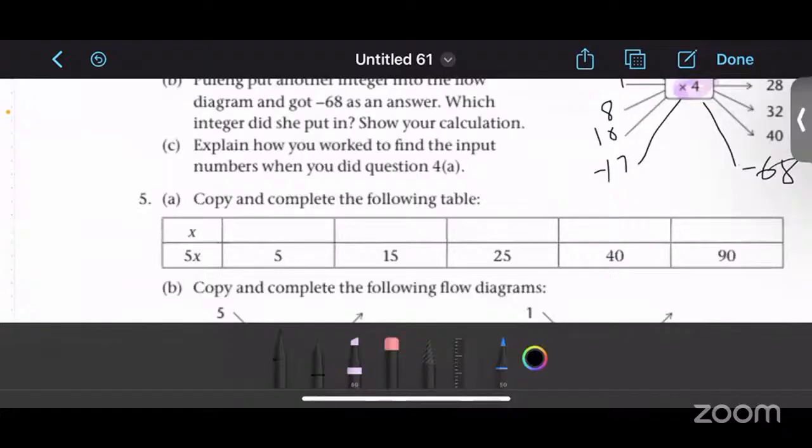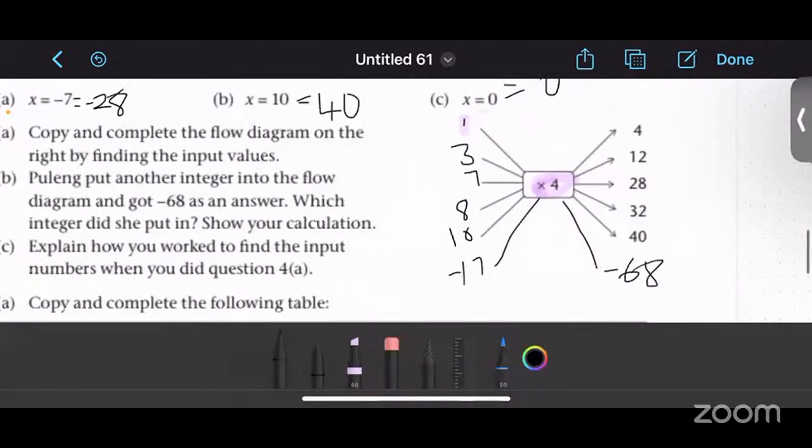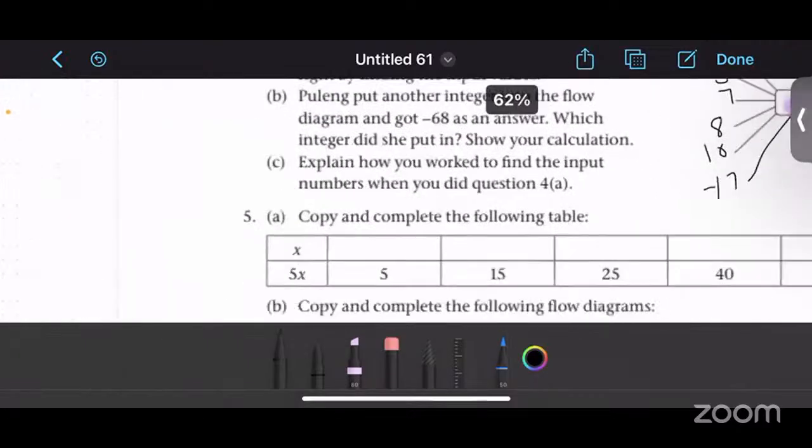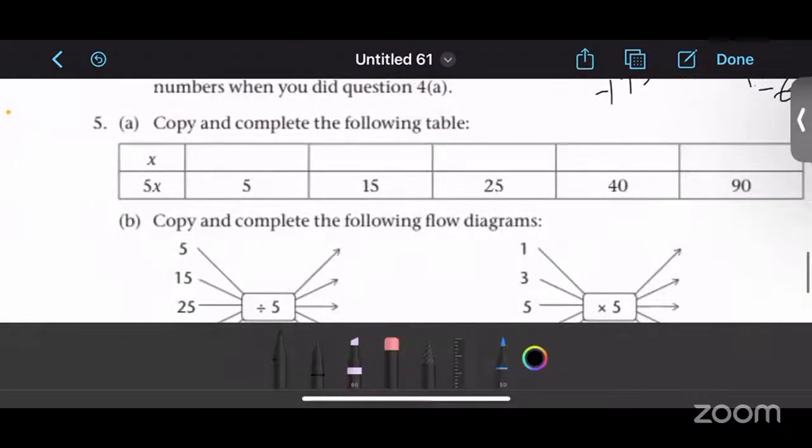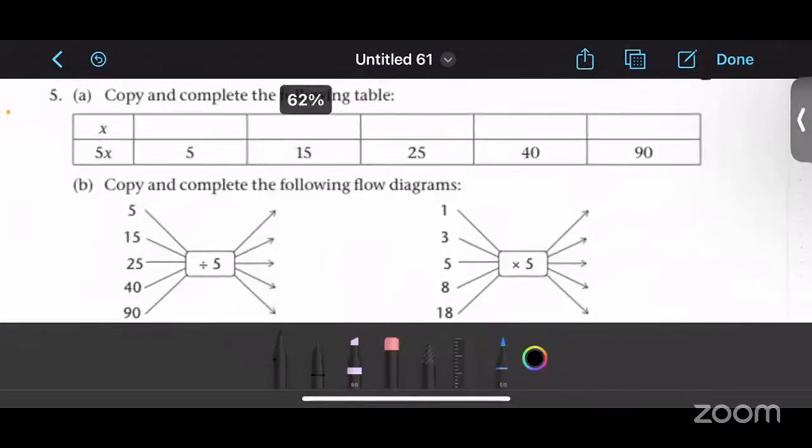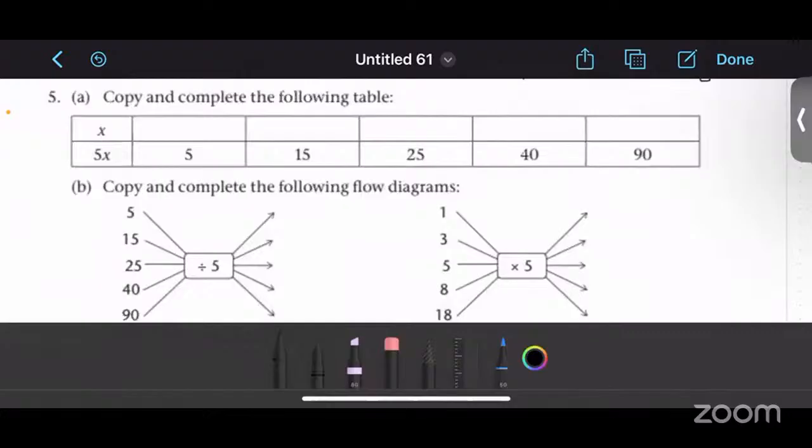And let's say explain how you work to find the input numbers where you did 4A. You already explained this because you said you are dividing the output with the rule to get an input. So there's no need for that because we already did that. Fine. Let's go to five.